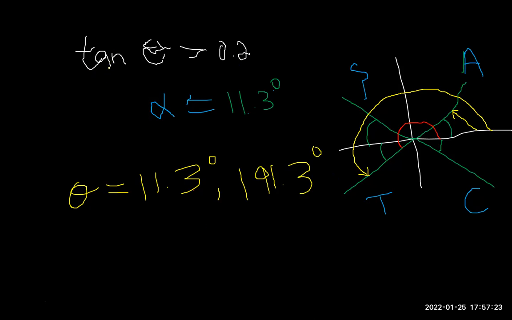Put tan of 191.3. Oh, and by correction, it should give you like 0.2 or something like that. But I'm asking you, what does it give you? 0.2, miss. Positive or negative? Positive. Yes, positive, miss.